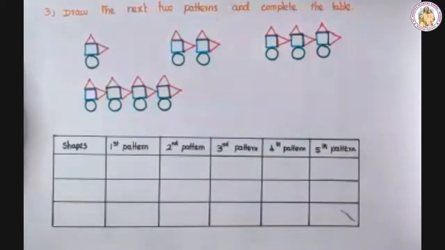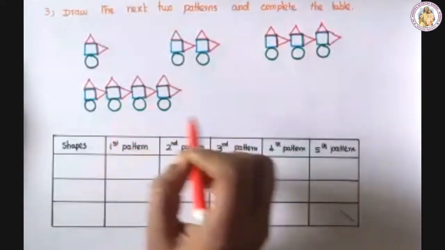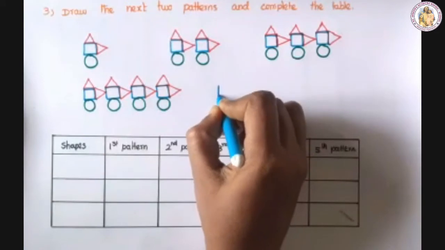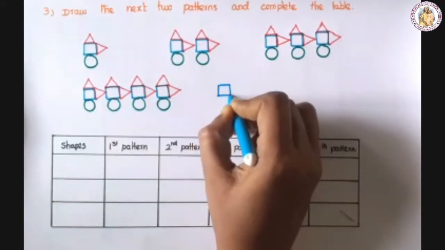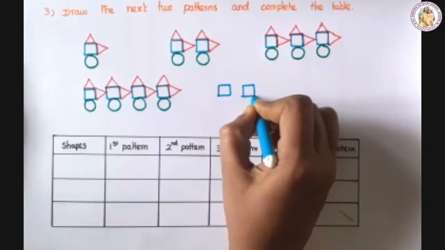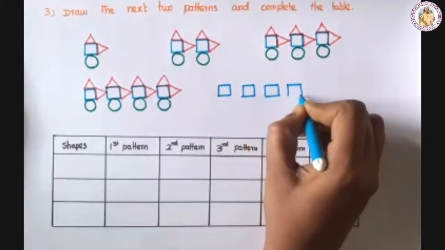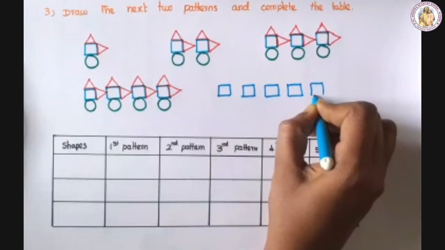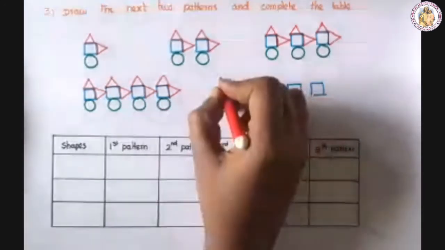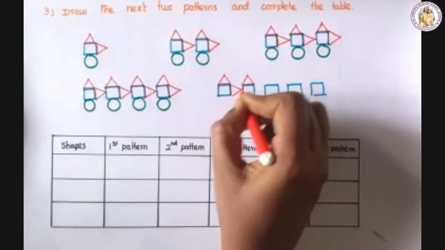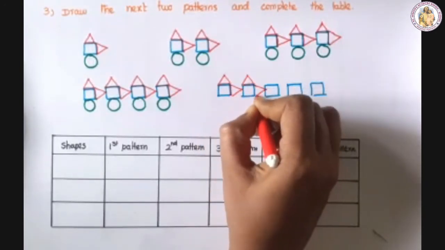Next one, 4 squares, 8 triangles and 4 circles. Next pattern, 5 squares. We want to draw 5 squares, one square, 2 triangles.